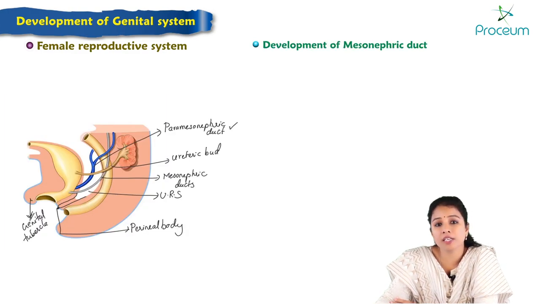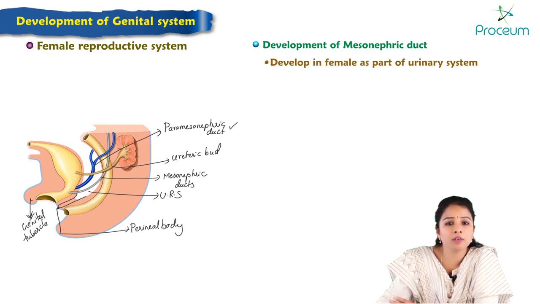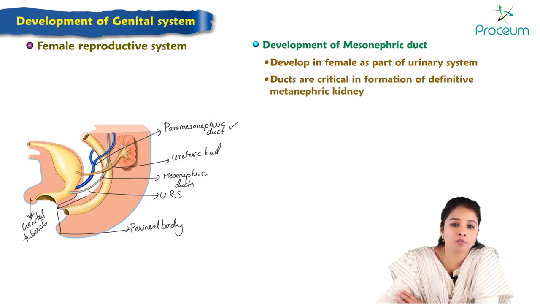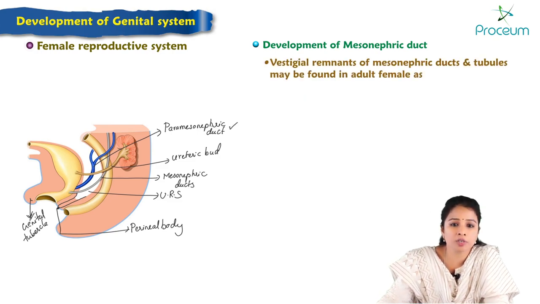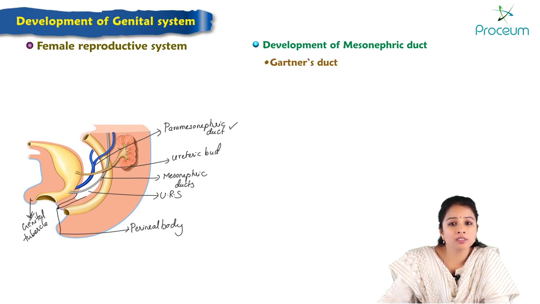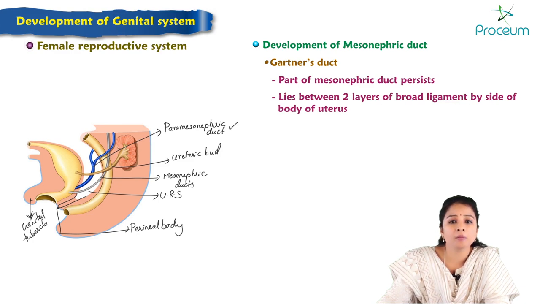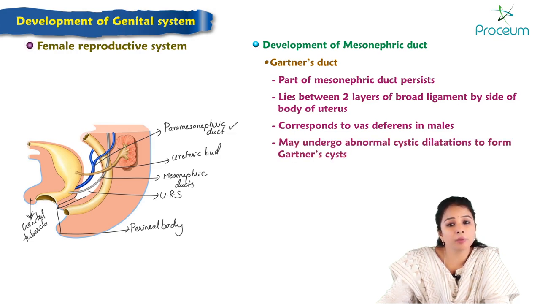So next, about the mesonephric ducts in females. Mesonephric ducts develop in females as a part of the urinary system because these ducts are critical in the formation of the definitive metanephric kidney. However, they degenerate in the female after the formation of the metanephric kidney, and vestigial remnants of the mesonephric ducts and tubules may be found in the adult female as ducts of Gartner, epoophoron and paroophoron. Gartner's duct, a part of the mesonephric duct, persists and lies between the two layers of the broad ligament by the side of the body of the uterus, and this corresponds to the vas deferens in males, and this duct may undergo abnormal cystic dilatations to form Gartner's cyst.